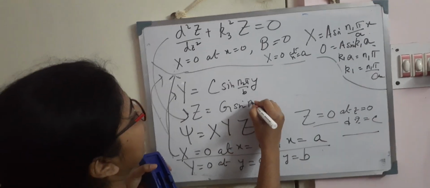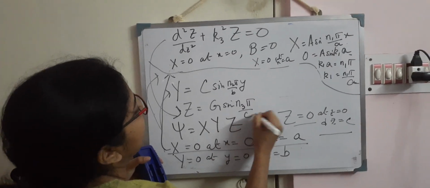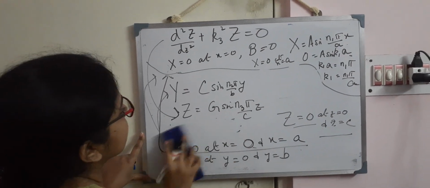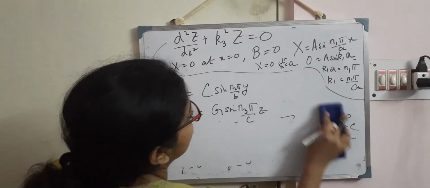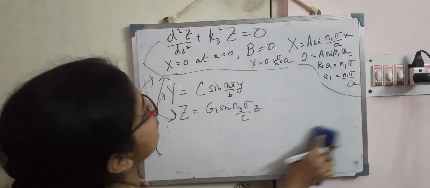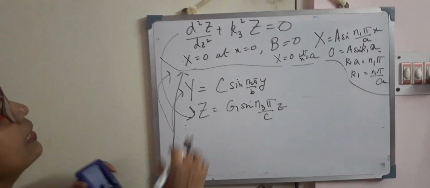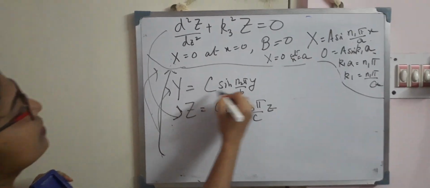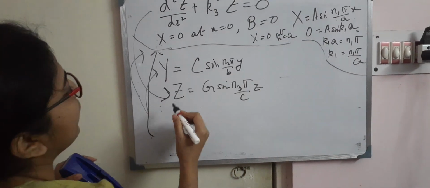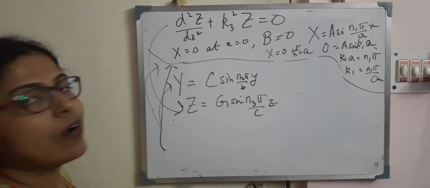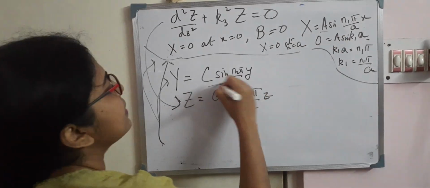So this will be n3 pi by c into z. Okay, so by applying the boundary conditions, we have got the function X, Y, Z to look like this: X is A sine n1 pi by a x, Y is C sine n2 pi by b y, and Z is G sine n3 pi by c z. Now how to find these constants A, C and G?